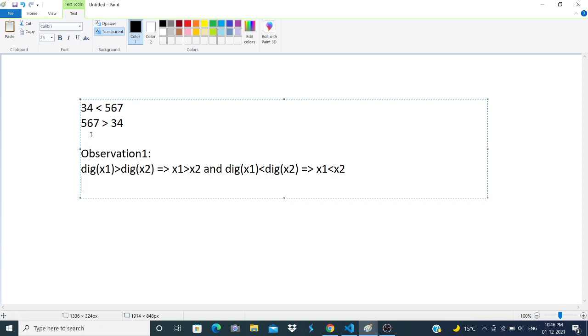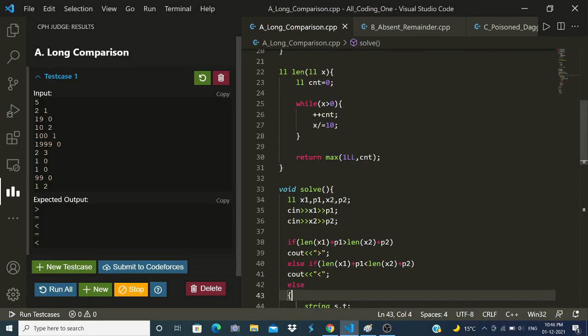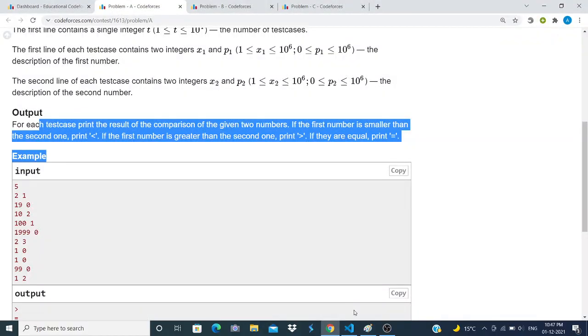So this is the first thing we can do. We can first of all check how many digits are in the first number. Actually, by x1 I mean the first number, and by x2 I mean the second number. So this was the first thing which I did. First of all, I find what will be the length of the first number, right?